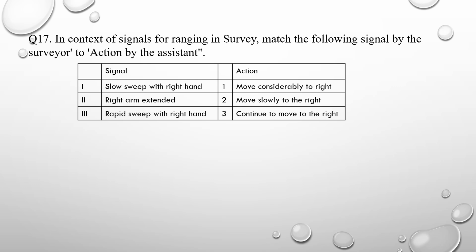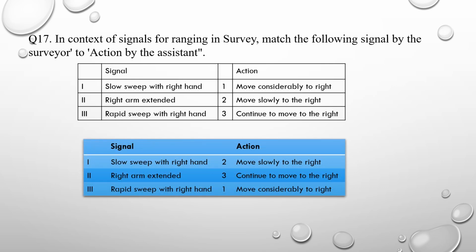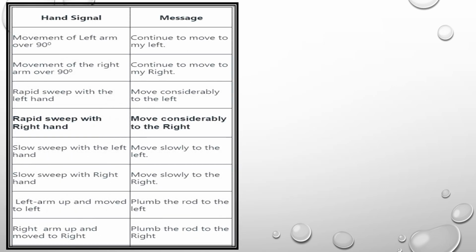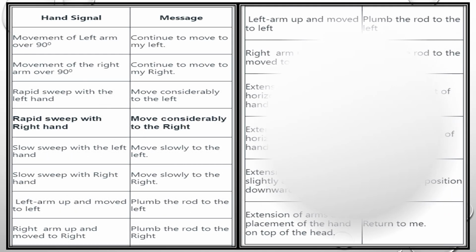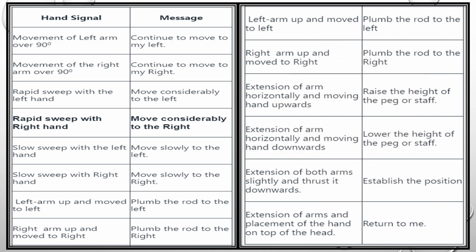Then third, rapid sweep with right hand. For rapid sweep with right hand, the answer is move considerably to the right. And if they ask for a left hand, then the answer should be move considerably to the left. So this is the answer for signals and actions. Then these are some hand signals with the message. So you can go through this. In most of the exams, the questions are asked from this data.